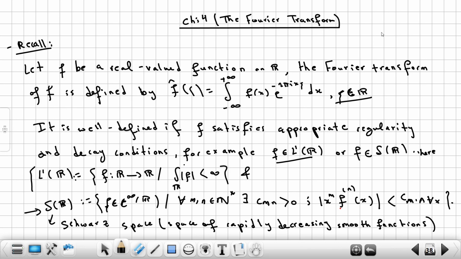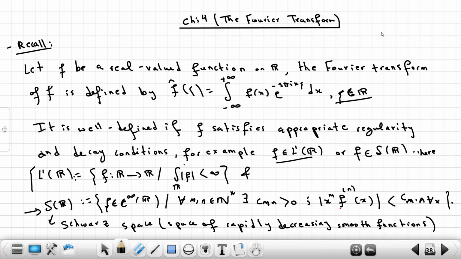Hello everyone and welcome to the fourth chapter, the Fourier Transform. In this chapter we will see that extending a real-valued function on R to a holomorphic function in a horizontal strip allows us to use the tools of complex analysis like residue theory to demonstrate capital results in Fourier analysis.